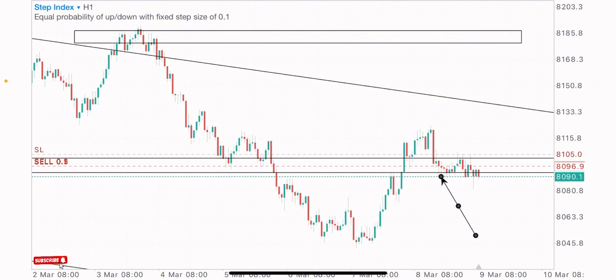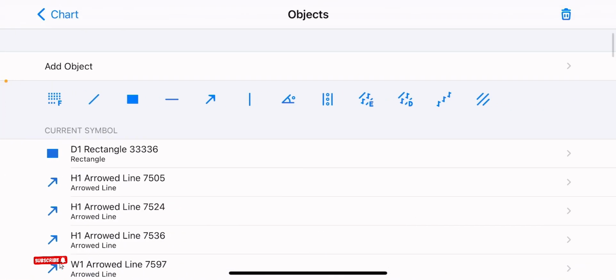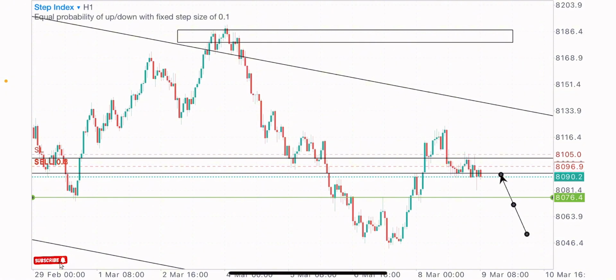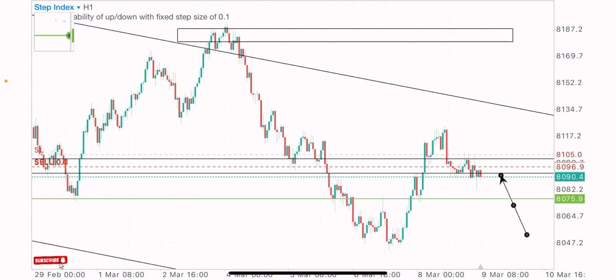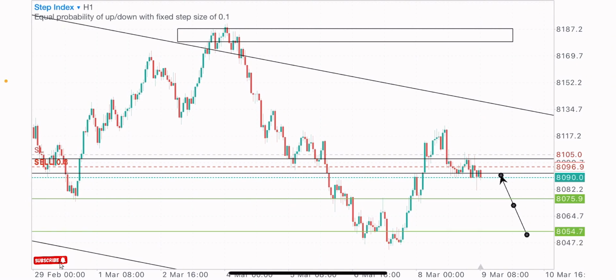More sales is expected in the coming hours and days. I'm likely to move my stop loss below my entry if I can get more sales. So my target level would probably be here. My first target level would be at this zone, right? My second target level would be here, which would be my last target level, I would say, because we may see price buy from this zone.